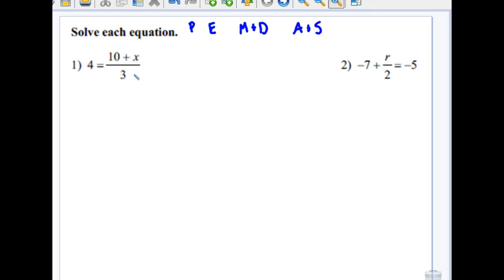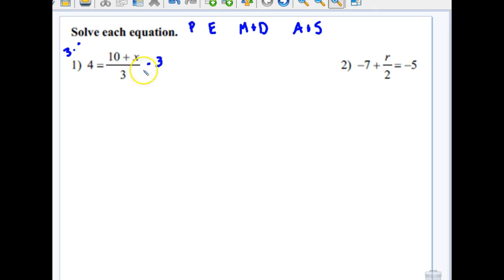Now remember our inverse operations. What is the opposite of division? So in order for me to solve this problem, I have to undo this division. So I'm going to take this 3 and I'm going to multiply both sides by 3. This is on your worksheet. We're number 1. So let's do it together.